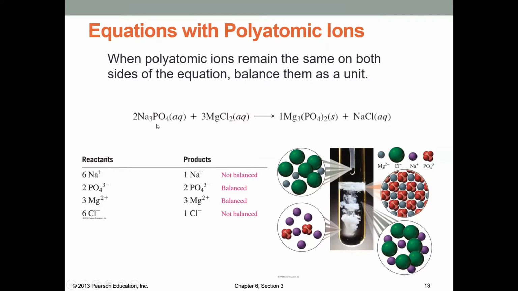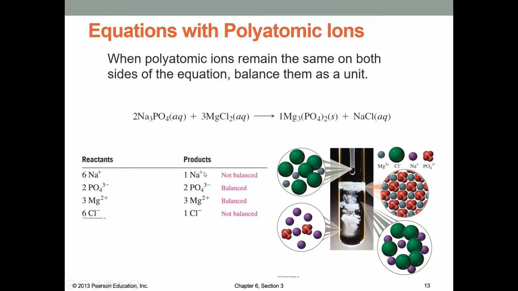So let's take this reaction here and see if it's balanced or not. In this case, I am going to go through as it is, and we're making a list of reactants versus products. I want to know how many sodium atoms I have. That's 2 times 3, so that means I have 6. In this case, I have 2 PO4s, that's a phosphate group. Here I have 3 magnesiums and 6 chlorides.